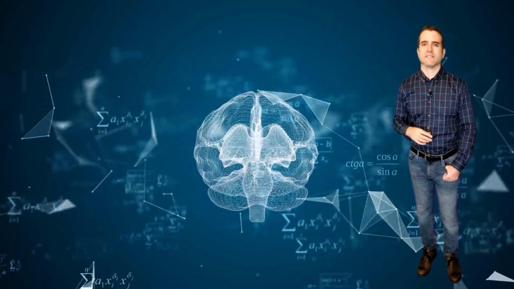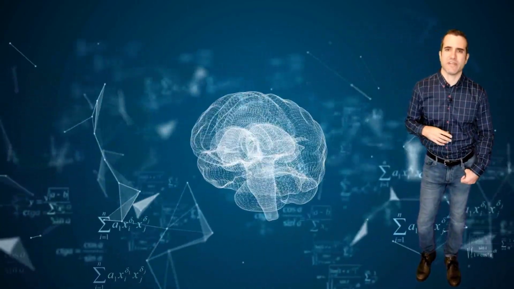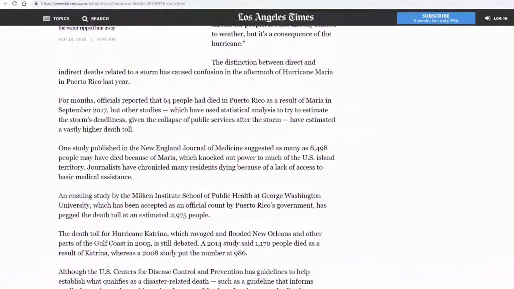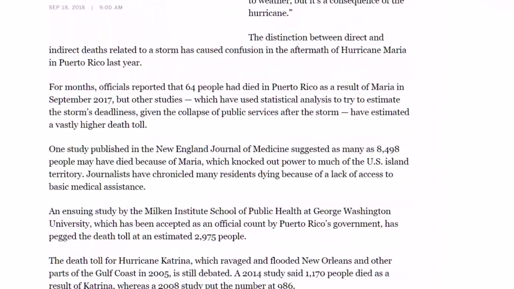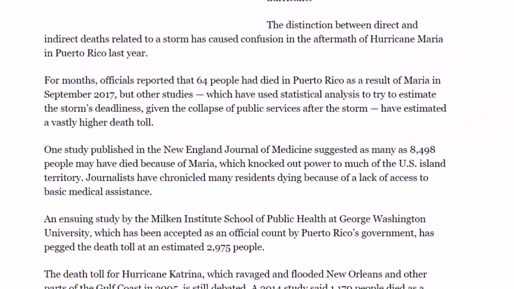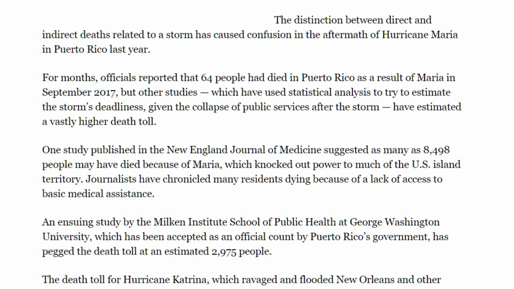Okay, along those lines, the article goes on to talk about this study that was published in the New England Journal of Medicine, which has been a hotly debated topic in the last few months. It suggested that as many as 8,498 people may have died because of Maria. And this was mostly, they say, attributed to the fact that they couldn't get proper medical treatment for things that might have normally been treatable. If you have a heart attack and you can't get to an ER, or there is no ER to go to, what may be a perfectly treatable condition turns fatal.